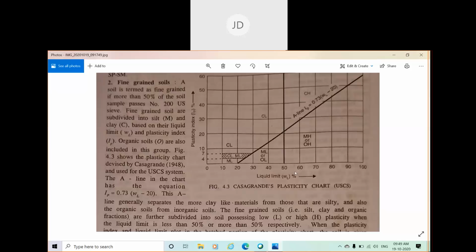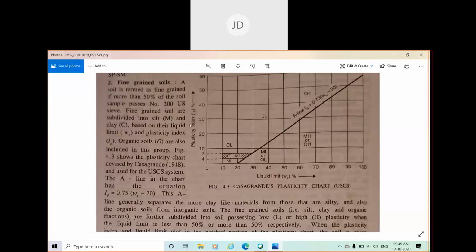So fine, I'm just giving you one example. Suppose you consider one soil sample you have tested in the laboratory. From the laboratory test, you have got the liquid limit of a particular soil, suppose I would say 60%. And your plastic limit also you got something. Finally, you have got a plasticity index of the particular soil as, say, 40%.